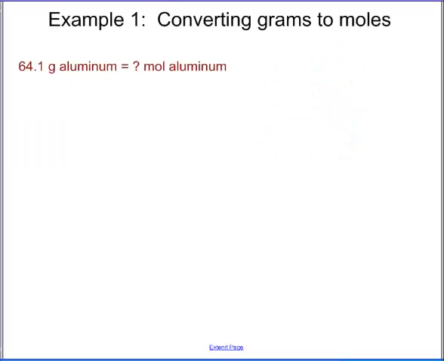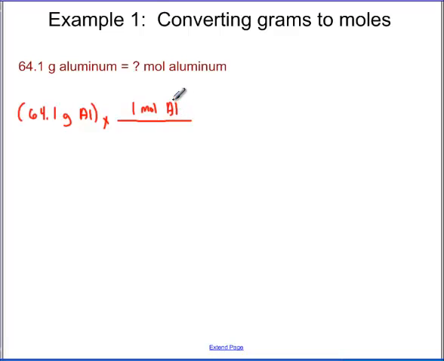The first problem we'll do is converting grams to moles. Let's say we had 64.1 grams of aluminum and we want to know how many moles of aluminum that is. We start out by writing our given piece of information in parentheses, 64.1 grams of aluminum, and we're trying to convert it to moles. So mole of aluminum needs to be on top.